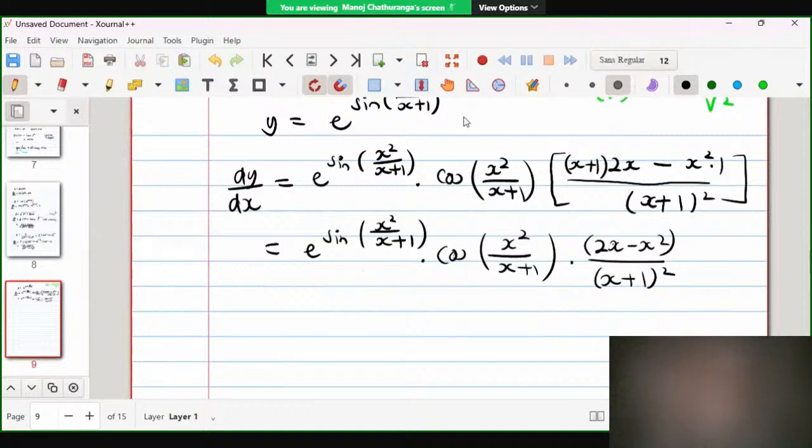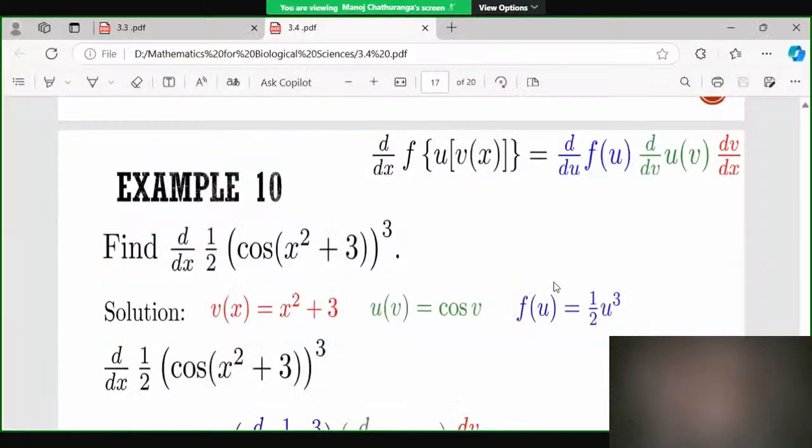So calculus is really the way we deal with functions. Next time we'll discuss a few more techniques to differentiate these complicated functions. Please go through the remaining notes 3.3, 3.4, and 3.5. All right, we'll meet again tomorrow.